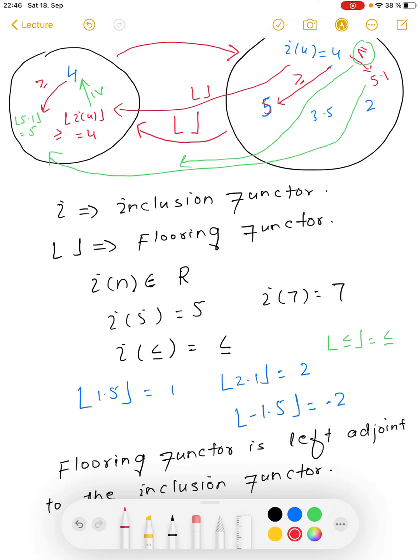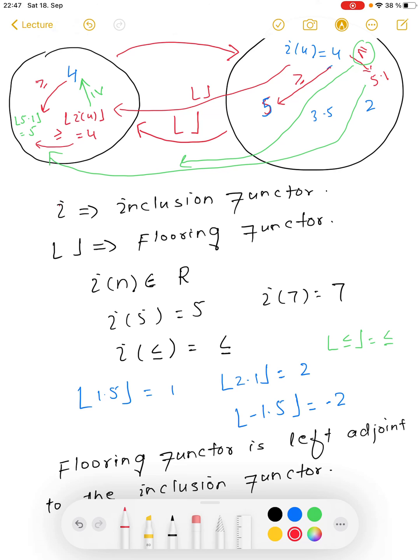Okay, now there is a problem with this, and definitely this problem is very helpful in understanding our next part of this example. You can see that this does not hold, the triangle does not commute. I cannot make such an arrow. So what is the reason behind this?